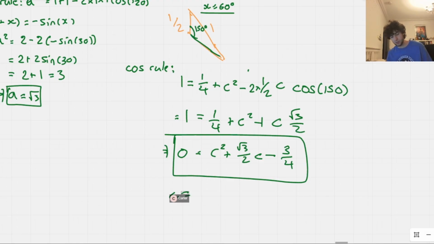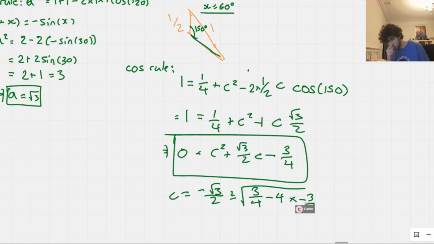Okay, so C is equal to minus B plus or minus the square root of B squared minus 4 times minus 3/4, so that's going to be plus 3, and then all divided by 2. So that effectively gives you minus root 3 over 2 plus or minus the square root of 15 over 4, if I'm thinking correctly here. So it's going to be 3/4 plus 3, so that's going to be, yeah, 15 over 4, divided by 2.